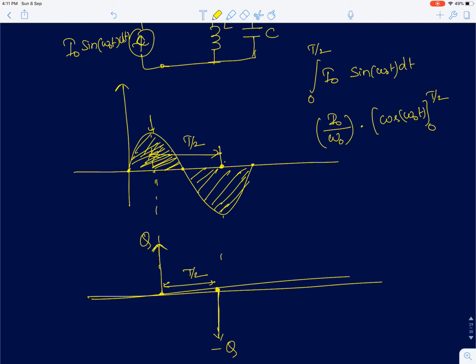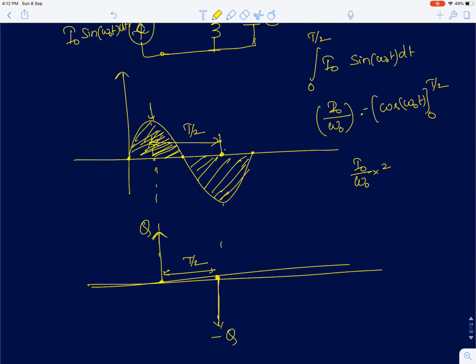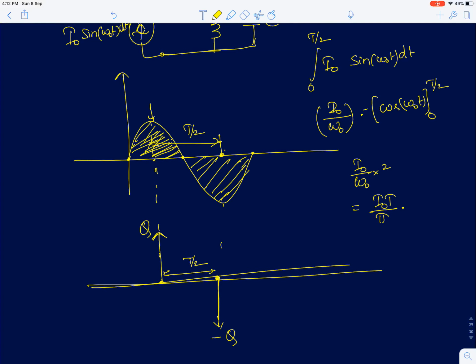When you substitute, there is a minus cos, and when you integrate sine you get minus. So you would actually get I naught by omega naught into 2. If you substitute omega naught as 2 pi by T, you would actually get I naught T by pi. That will be the total charge that is transferred in 1/2 cycle to the tank, to the LC circuit.